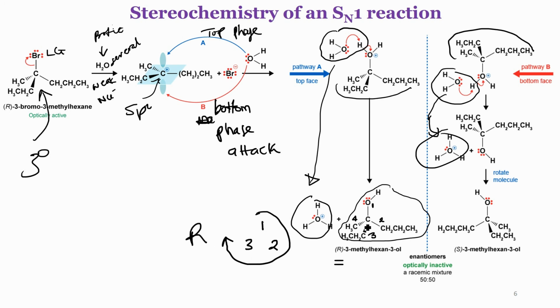We keep it as an R. The smallest member is at the back. So same thing here is 1, 2, 3. The smallest group is at the back. Okay, so now here we are going 1, 2, 3. That's an S. So because you have 50% chance of approaching from the top, 50% chance approaching from the bottom, that's why you have an equal 50-50 mixture of R and S of the alcohol. That mixture is called a racemic mixture, which is part of the summary I gave you on the first board.